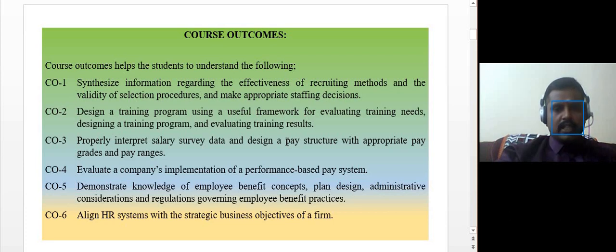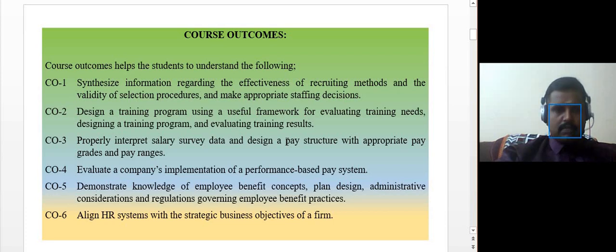So why human resource management, why is it needed, and where is it needed in the modern era? Based on that, we framed the course outcomes of this course, human resource management. These course outcomes help the students to understand the following. There are 6 course outcomes. Let me discuss them one by one.